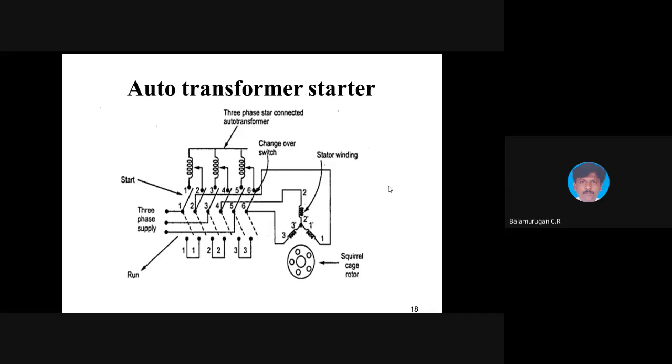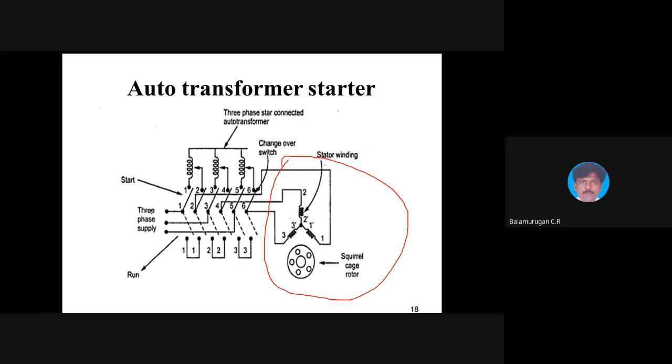So on the right side, this entire circuit is an induction motor. We'll have a 3-phase stator winding and a squirrel cage rotor. This is the actual arrangement of the starter.